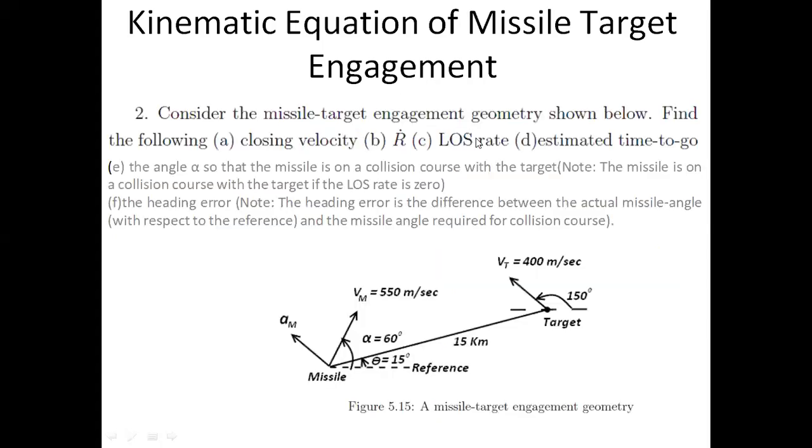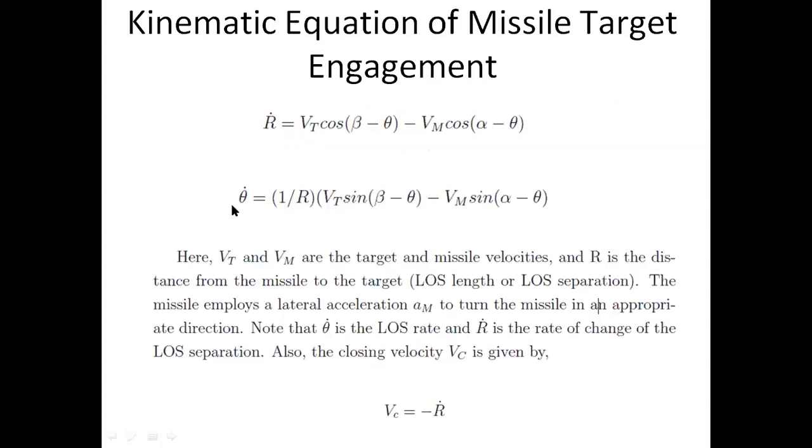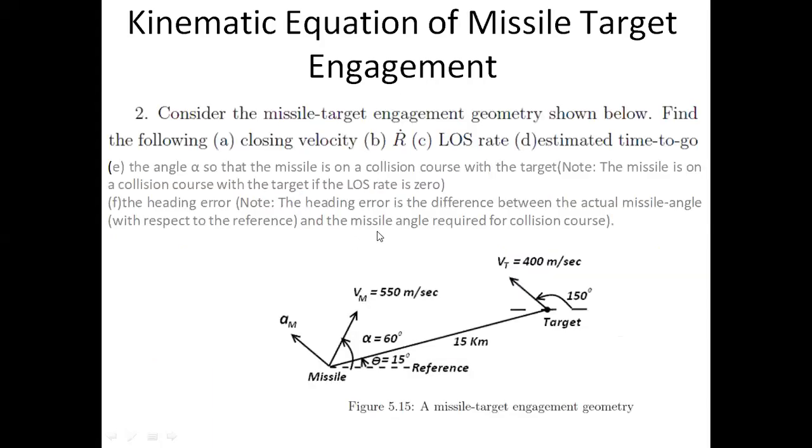Then we want to find the LOS rate, which is theta dot. R is given, so we can find the LOS rate. Vt is given, and beta and alpha are also given. Then we want to find the estimated time to go. We have the formula. What is time to go? R divided by closing velocity. R is given as 15. Then calculate the closing velocity, and that will give you the time to go. Now find these four values, then we'll discuss the remaining two questions.